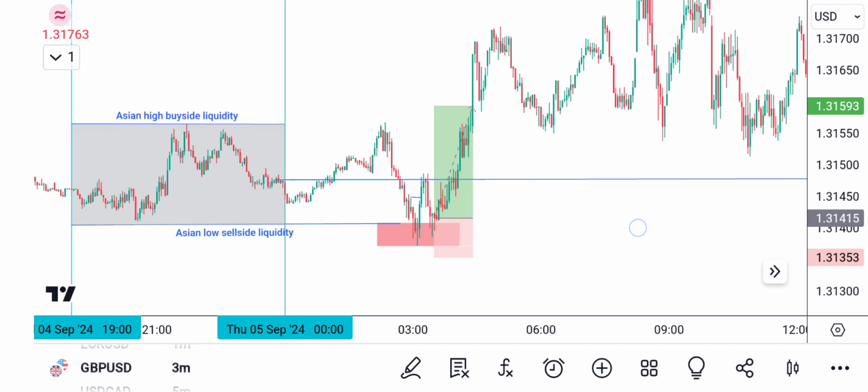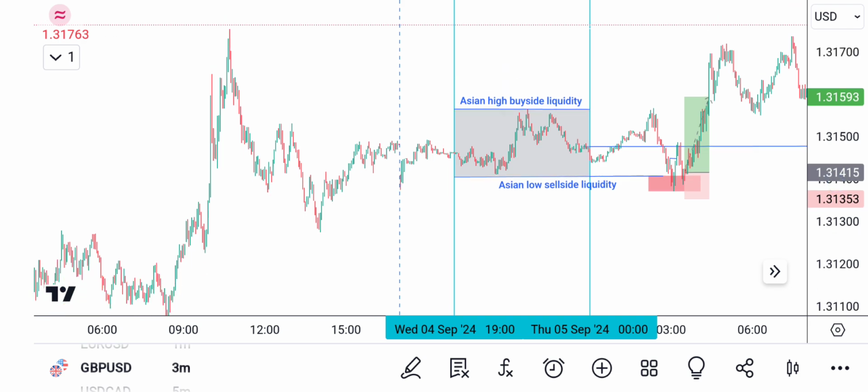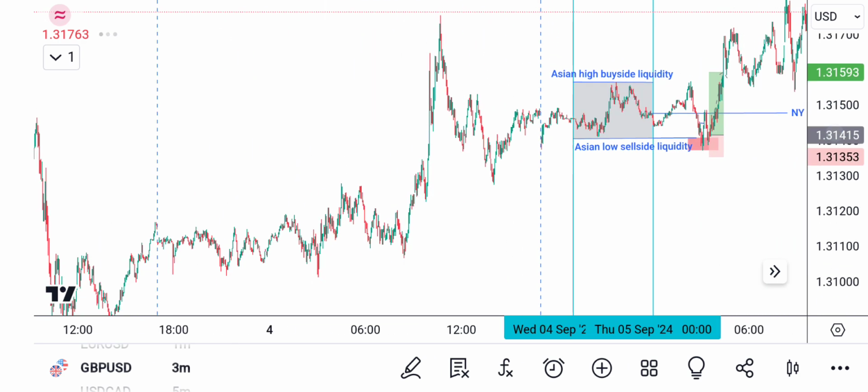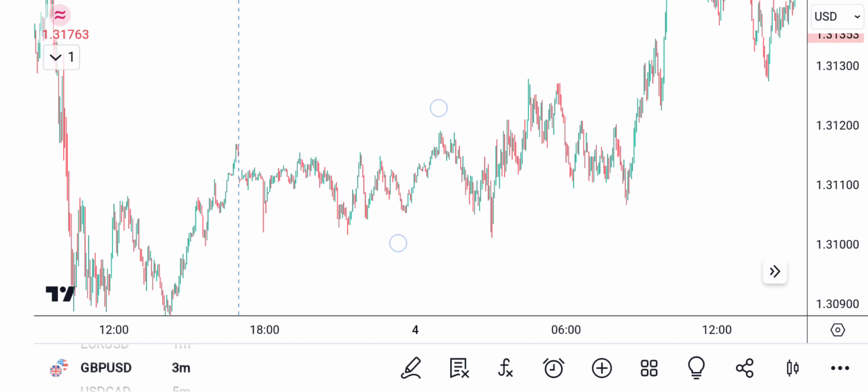I hope it is clear. Now let us look at what happened the previous day. Let's go back to Asia. This is a very powerful trading strategy. Okay, this was the previous day. Let's look at what happened.